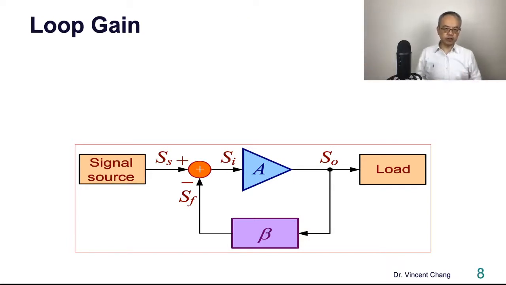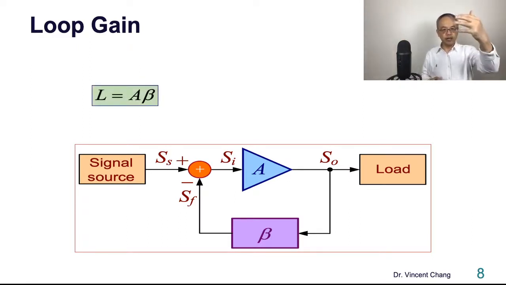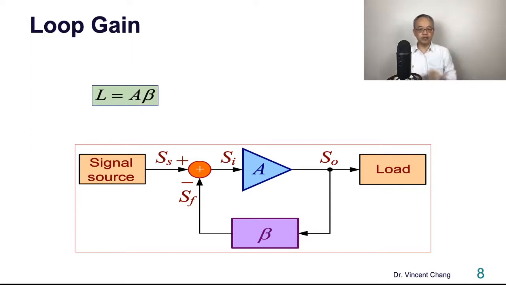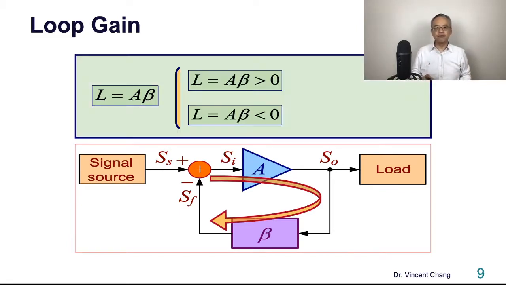Loop gain. The definition of the loop gain is within the loop, and you put the negative sign aside. Then you have A times beta. A times beta is the loop gain. The loop gain can be treated as a signal going through A and going backward through beta, the product between the open loop gain A and the feedback factor.